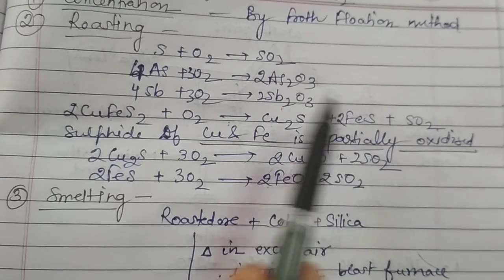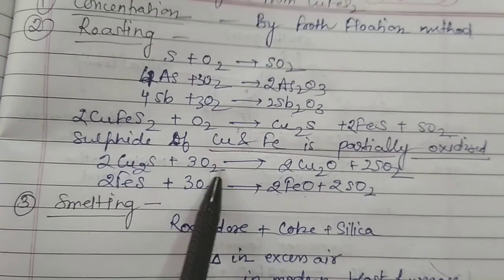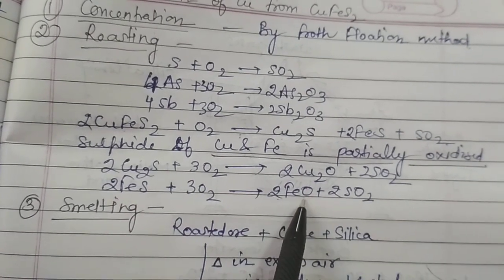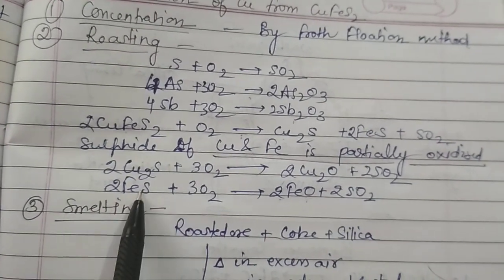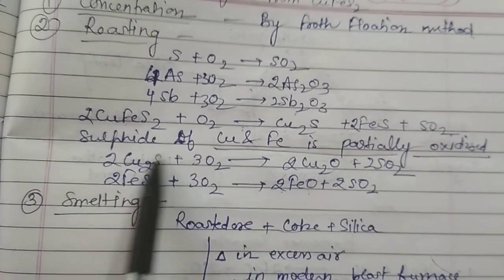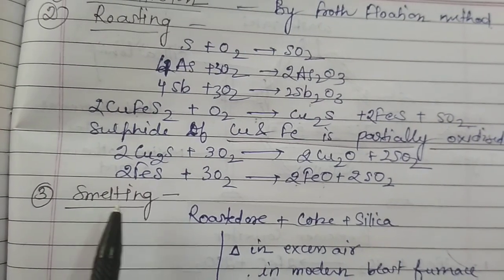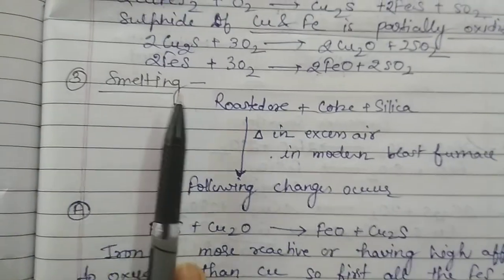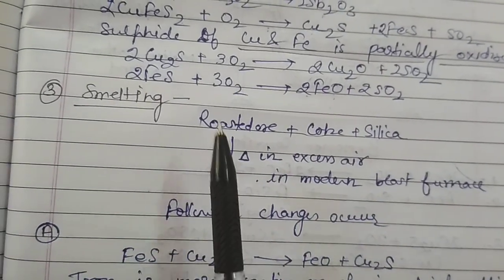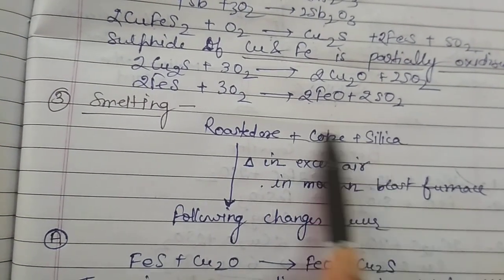Now this copper sulfide and iron sulfide is partially oxidized to copper oxide and iron oxide. Cu2S plus O2 gives Cu2O and SO2. Similarly, FeS is converted into FeO. So in the mixture we have copper sulfide, iron sulfide, copper oxide and iron oxide, because it has been only partially oxidized. So we go through the smelting process, in which we take the roasted ore with coke and silica to the Mordaunt blast furnace, where it is heated with excess of air.